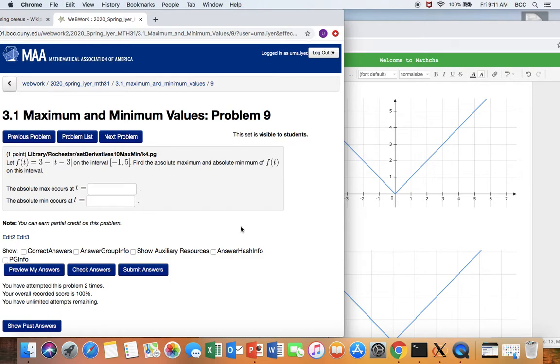Back. So this is problem 9, maximum and minimum values. The function now is f(t) equals 3 minus absolute value of t minus 3 on this particular interval. Now this is an important kind of problem because it is absolute value of t minus 3. Notice once you have absolute value, you are no longer differentiable.